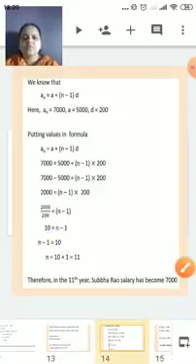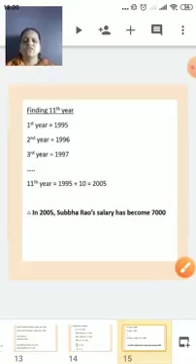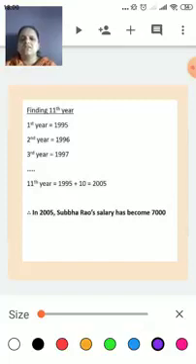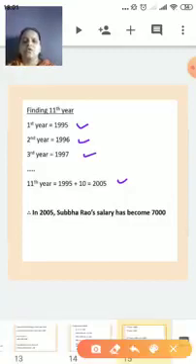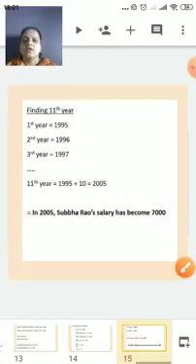Let us quickly see the next part of this sum. We found the 11th year. In which year was she asked? After how many years was not asked, but in which year her salary will become 7,000. So the first year is 1995, the second year is 1996, the third year is 1997. According to that, if you count the 11th year, it will become 2005. So we can write it over here as: in 2005, Shubha Rao's salary has become rupees 7,000. Is it clear to all of you?